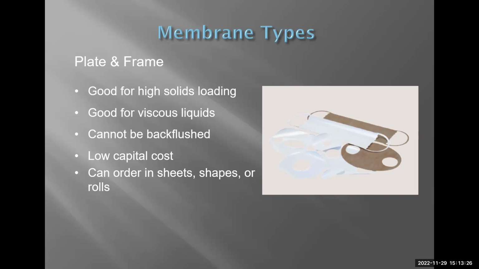The great thing is plate and frame membranes are a very low capital cost compared to any kind of ceramic, tubular, or hollow fiber membrane. And typically you can order these membranes in 1 square meter sheets. You can order them for the size or shape of your plate and frame skid, or you can order them in the rolls and just cut them yourself.